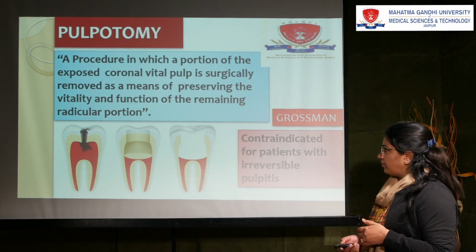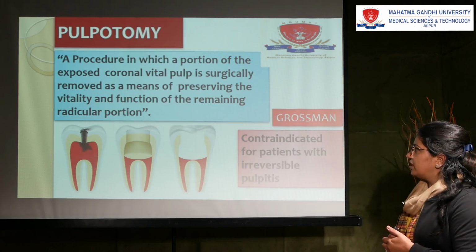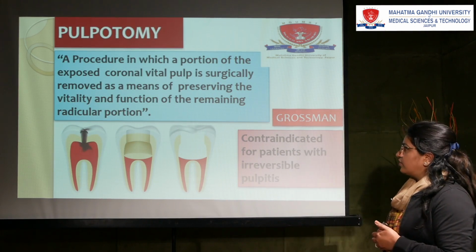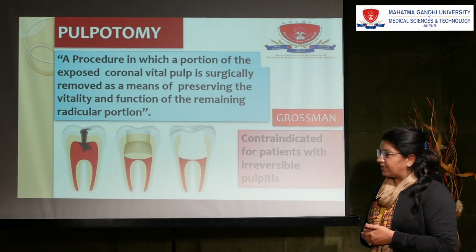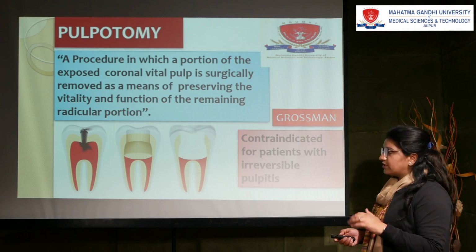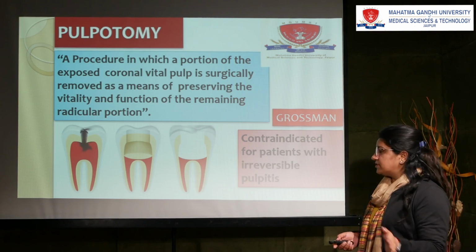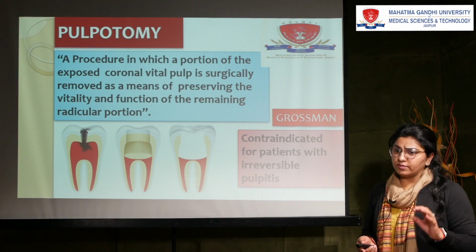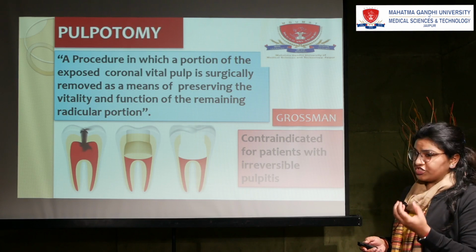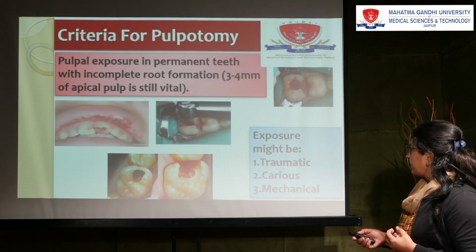Another procedure is the pulpotomy. This is a procedure in which a portion of the exposed coronal vital pulp is surgically removed as a means of preserving the vitality and function of the remaining radicular portion. So it is important to maintain the vitality of the radicular portion, and we are removing the coronal pulp. This is mainly done in the immature permanent tooth, where the root formation is still incomplete and we want to achieve the formation of the root.